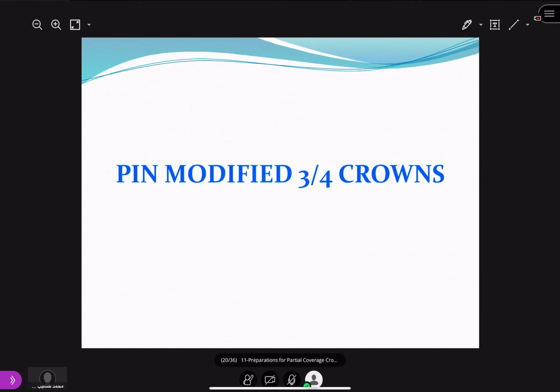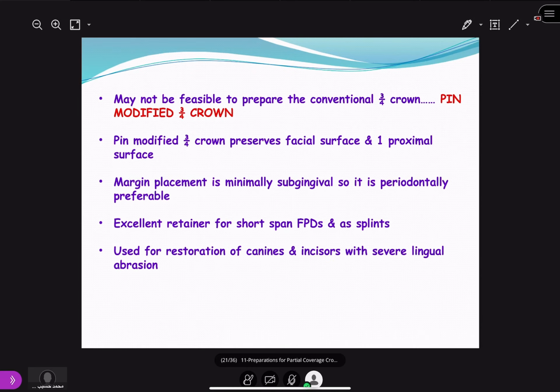So now there are certain modifications in anterior teeth as well, which we call the pin modified 3/4 crown. In the pin modified 3/4 crown, where we need more retention, we will prepare the pin holes. But it depends upon the caries as well. If caries is present, it may not be feasible to prepare the conventional 3/4 crown, so the pin modified 3/4 crown is used.